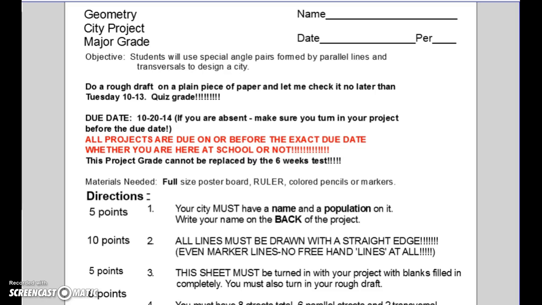This is a quiz grade. Listen to me. I want you to do good on this project. More importantly, I want you to understand alternate interior, alternate exterior, corresponding, all of those things. If you do this project, I promise you by the time you get done with it, you'll understand.